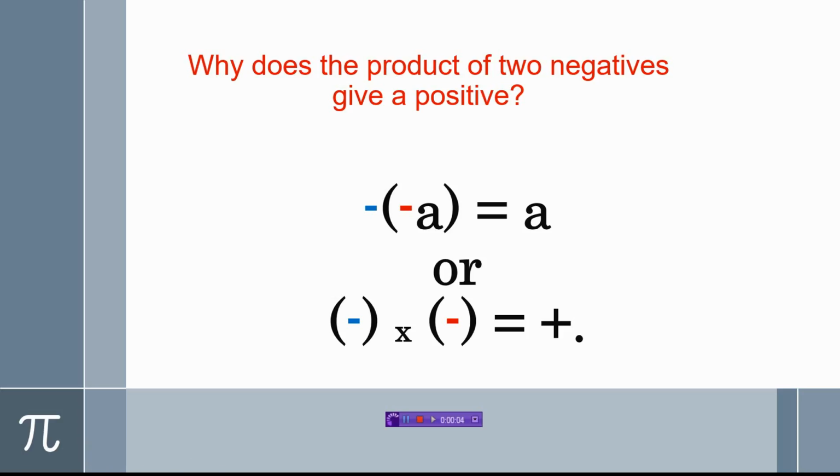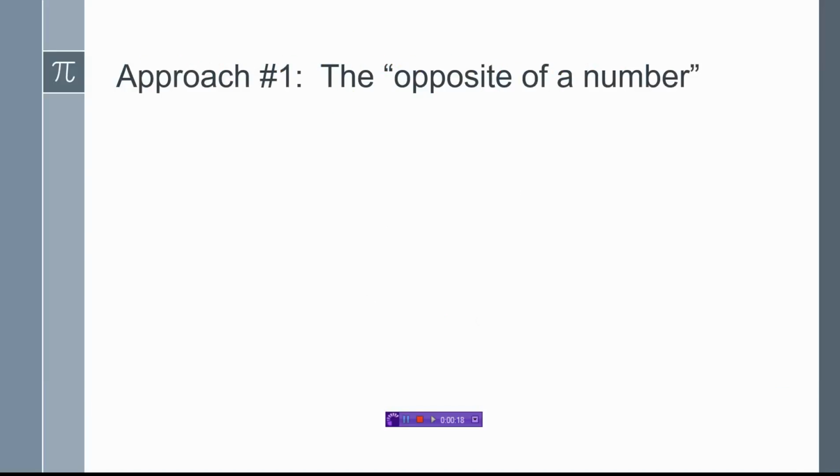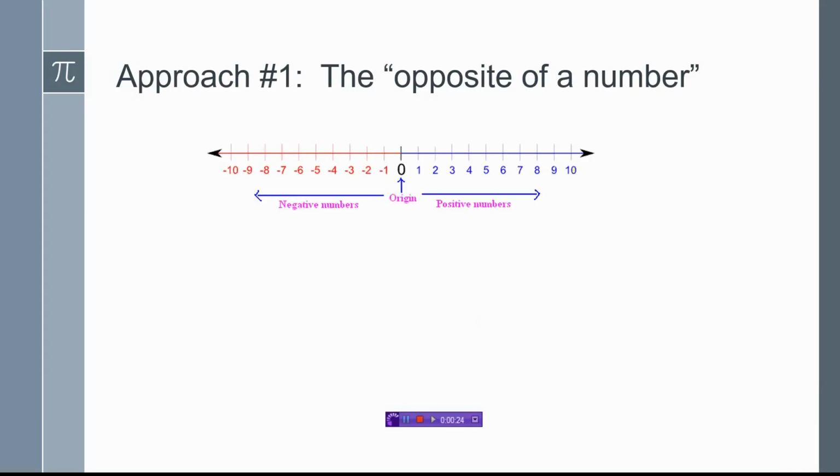Have you ever wondered why the product of two negatives will give a positive number? Well, today we are going to look at this question and we're going to try two different approaches. In the first approach, it's a bit verbal and we're going to look at the concept of a number. We start out by remembering the number line.